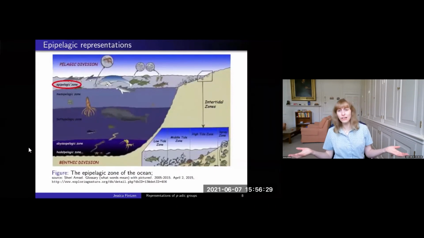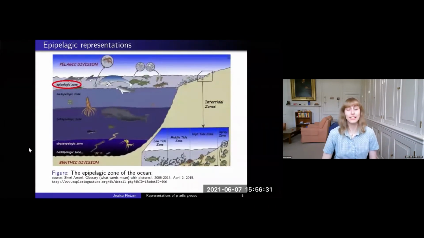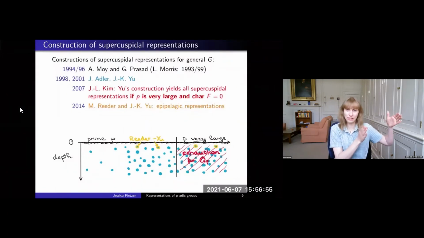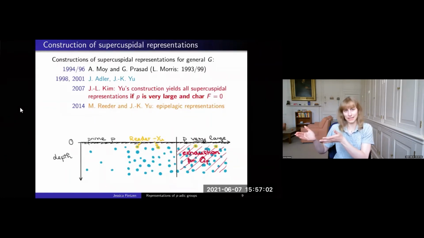And why epipelagic? It's because of oceanography. Mark Reeder told me that he thinks of a representation as a fish that swims in an ocean. One of these weird creatures, and we have to find all of them and understand them. The representations that they constructed lie in the epipelagic zone, the upper zone of the ocean, a zone that can be reached by sunlight. That's why they use the word epipelagic. The way they did it is to say, we assume there exists a nice input, which they call a stable vector in the Moy-Prasad filtration. Then they perform a construction, and the output are these epipelagic representations.